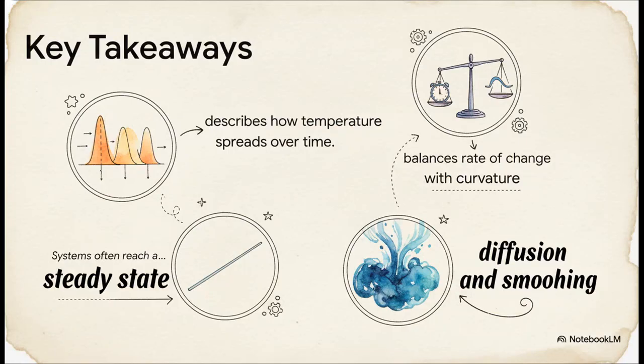So let's just quickly recap the big ideas here. First, the heat equation is basically the fundamental law of diffusion. It explains how stuff spreads out. Second, it all comes down to that balance between the rate of change over time and the curvature or pointiness of the heat profile. We also saw how systems, when left alone, will often settle into a really simple, straight-line, steady state. And most of all, this equation is just a beautiful mathematical picture of the universe's tendency to smooth things out.